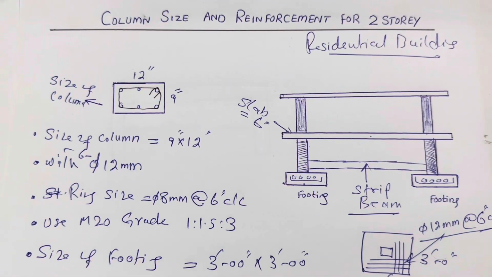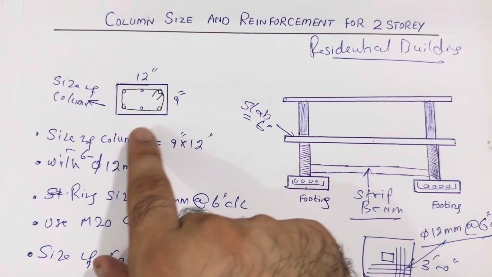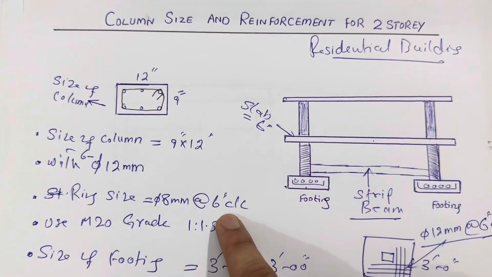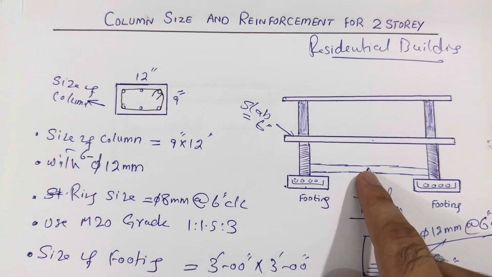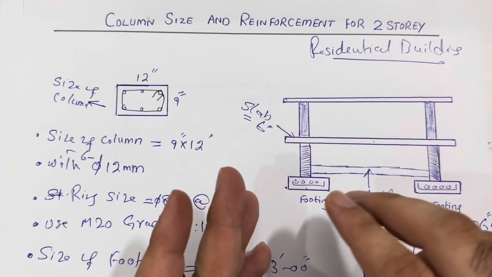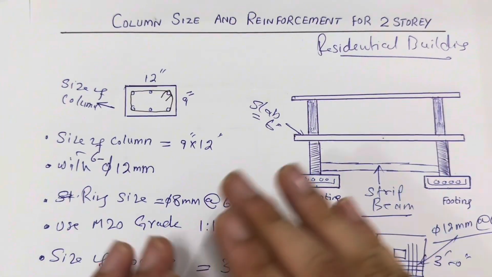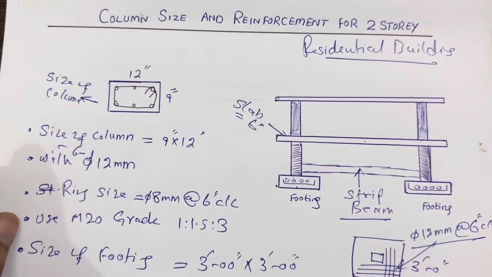Hopefully you got everything related to this topic, especially the column size and its steel reinforcement details: 9 by 12 inches with 6 numbers of steel reinforcement. Stirrup dia or tie dia should not be less than 8 millimeter with the spacing of 6 inches. Use M20 grade concrete. The footing size should not be less than 3 feet by 3 feet. And the strip beam should be provided, because these columns should be connected by a beam, which is called a strip beam, and use a minimum of 4 bars in the beam, 2 at the bottom and 2 at the top. But all this data which I've discussed is especially for a residential building.